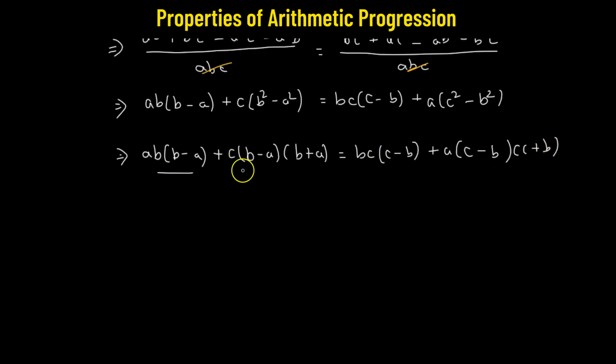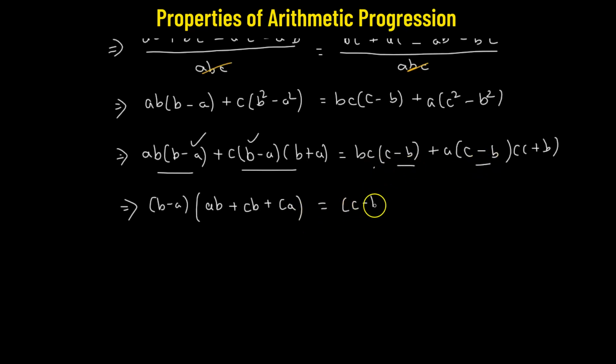Now here we have two terms on the left hand side. Here we can take b minus a as the common factor, so we'll have (b minus a) multiplied to, from the first term we'll be left with ab, and from the second term we'll be left with c times (b plus a), so that's simply cb plus ca, which will be equal to, on the right hand side we can take c minus b as the common factor from both of them, so we have (c minus b) multiplied to, from the first term we have bc, and from the second term we have a times (c plus b), so that's ac plus ab.